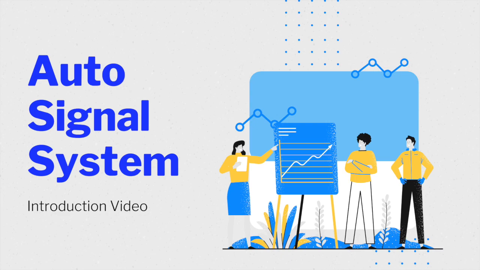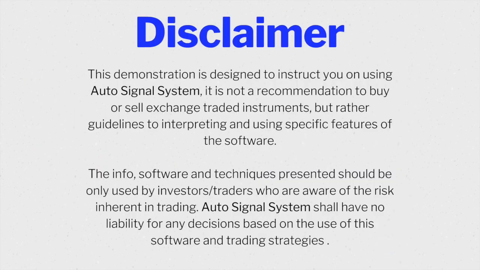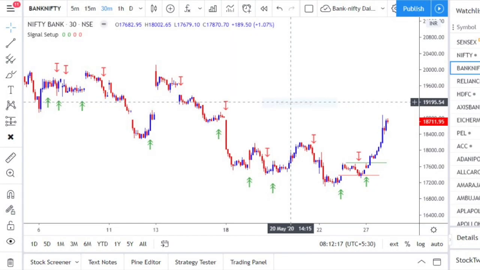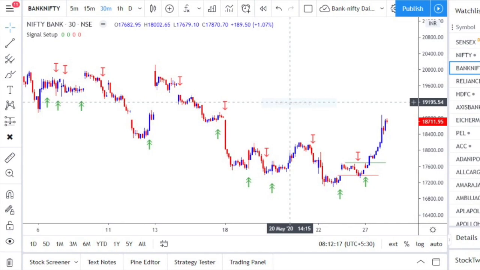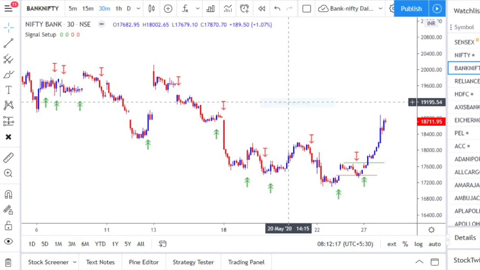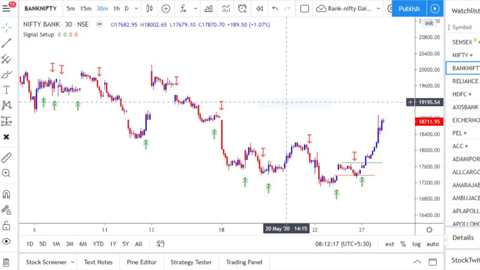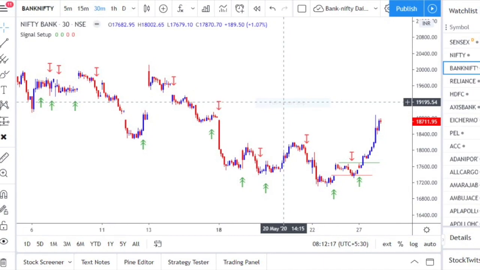Hello everyone. In this video, I will briefly explain about auto signal system. As you are aware, for investors and traders, understanding momentum is essential to identify and confirm price trends. Price action by itself does not always provide a clear buy or sell signal. Auto signal system indicator alerts traders with a signal that brings them a confirmation of what could happen.